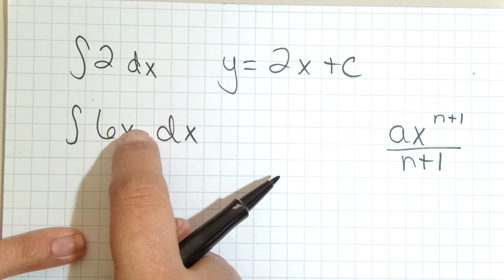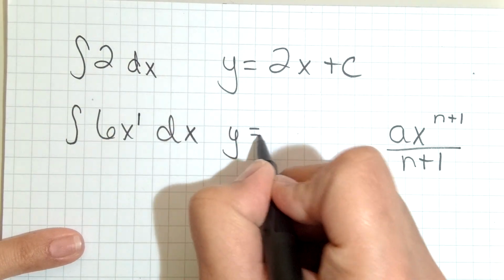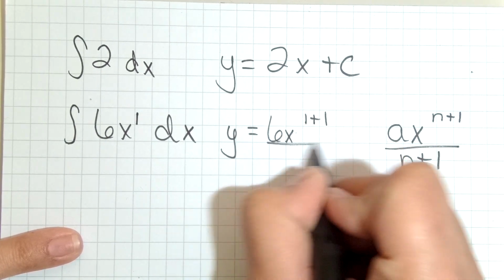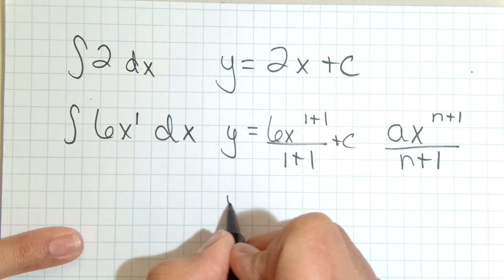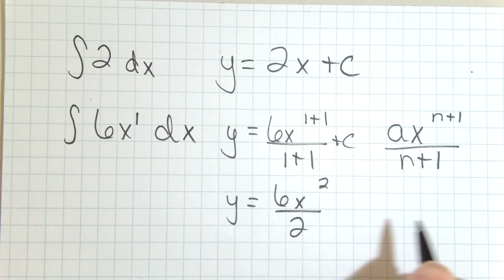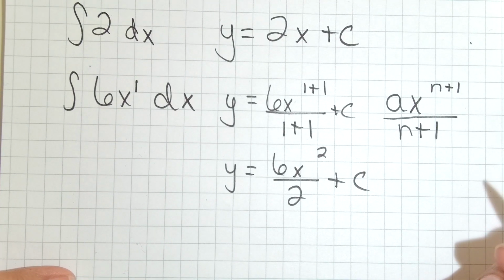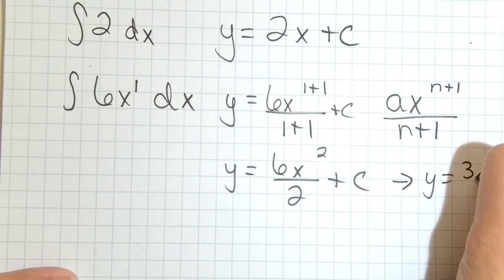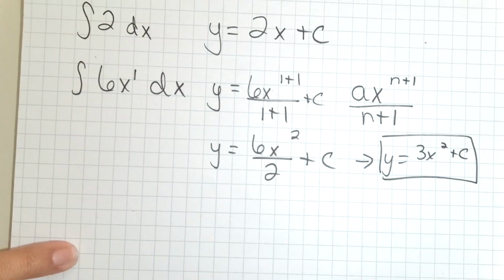What happens if I don't have an exponent? There's an understood 1. So it's going to be what? y equals 6x to the 1 plus 1, over 1 plus 1, plus c. It would be 6x squared over 2, plus c. That it? No, y equals 3x squared. Simplify. y equals 3x squared plus c. Don't forget to simplify. Questions?